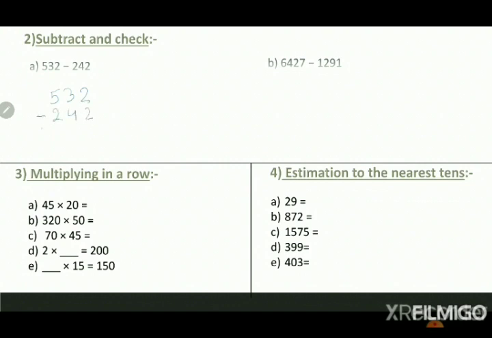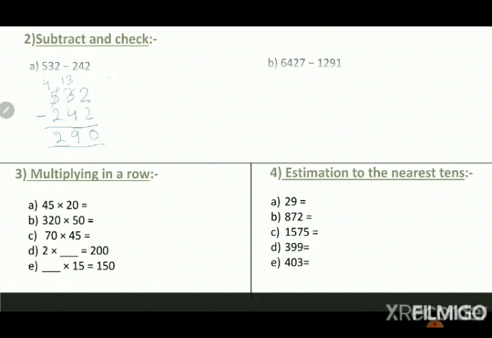Okay, and then we will do the subtraction. So 2 minus 2 is 0, and from 3 it is not possible to subtract 4, so it will borrow. 5 will become 4 and 3 will become 13. So 13 minus 4 is 9 and 4 minus 2 is 2. So you got your answer after subtraction as 290.